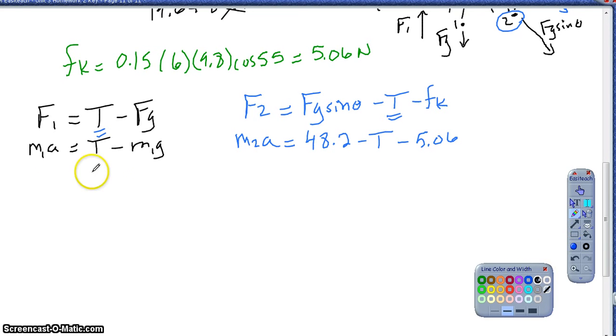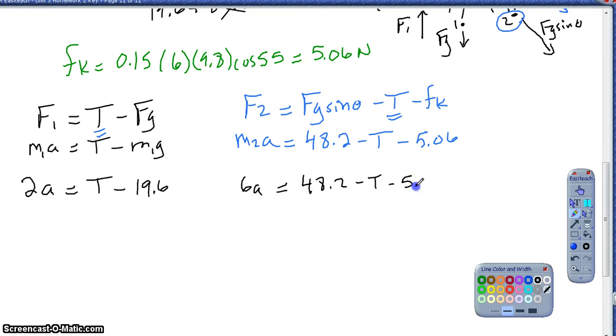So solving this the rest of the way out, I know the mass of the hanging block is 2. So 2a equals T minus, and then this number I already know. I actually have solved that as 19.6. That's just the mass 2 times 9.8. And then over here I've got 6a equals 48.2 minus T minus 5.06.